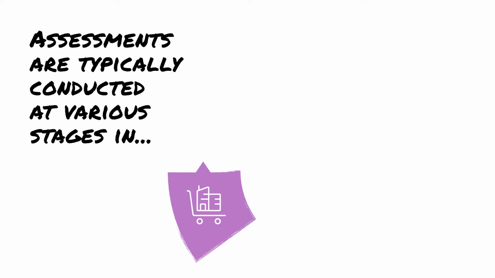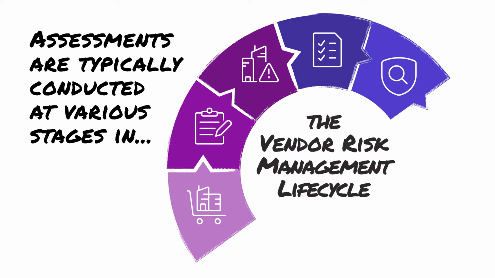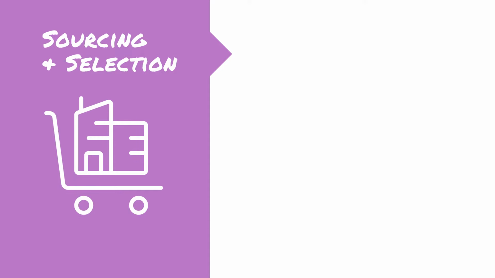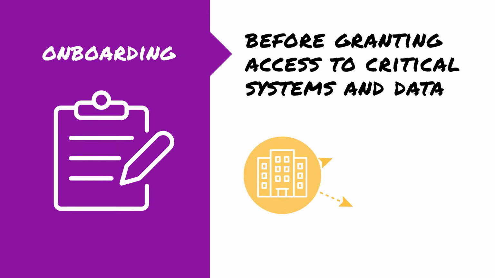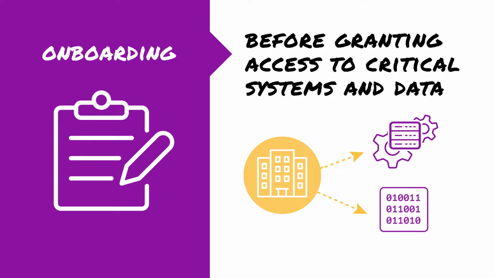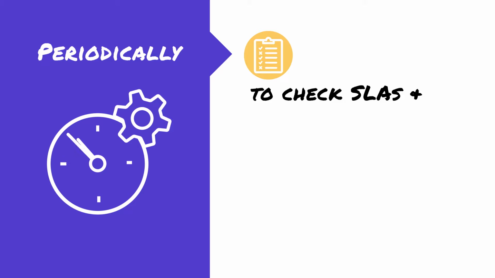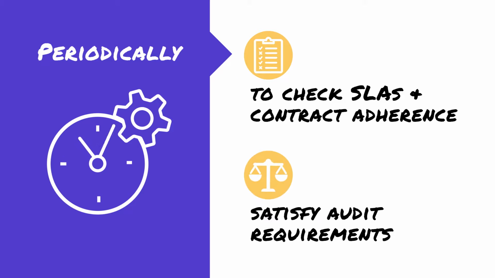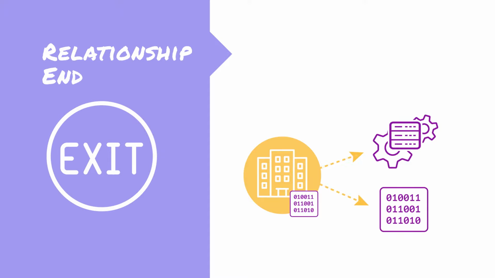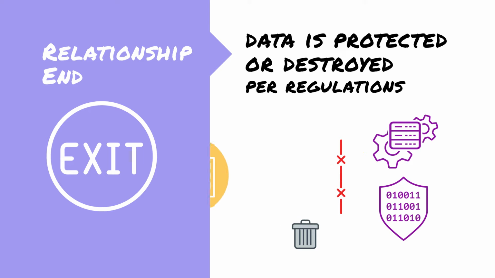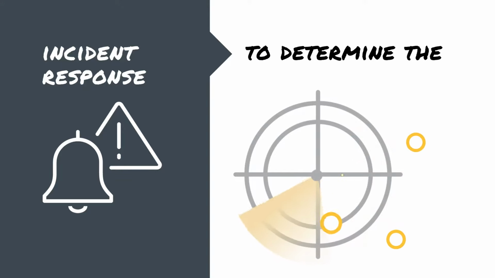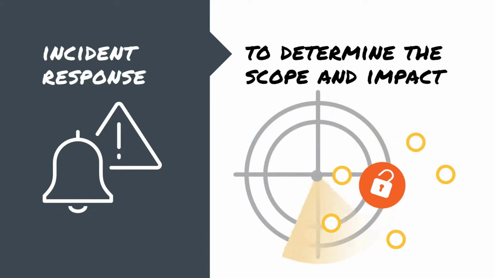controls. Assessments are typically conducted at various stages in the vendor management lifecycle. During sourcing and selection to identify and shortlist low-risk vendors. During onboarding to gauge inherent risk before granting access to critical systems and data. On a periodic basis to check SLAs, evaluate contract adherence, or satisfy audit requirements. When a vendor relationship ends, to ensure that system access is terminated and that data has been protected or destroyed according to regulations. Or during incident response, to determine the potential scope and impact of security breaches.